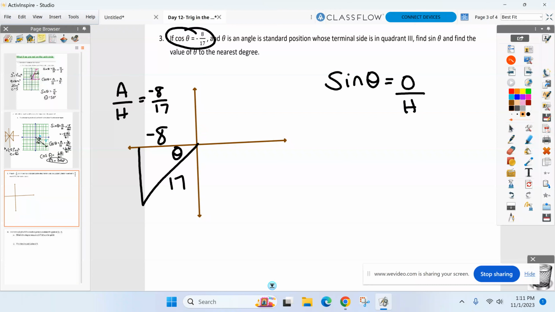Because it's always been c squared, but now negative 8 squared in parentheses plus, is it going to be 17? No, it's not. It's just going to be b squared. And 17's your hypotenuse, all right? So make sure that you get negative 8 in parentheses.